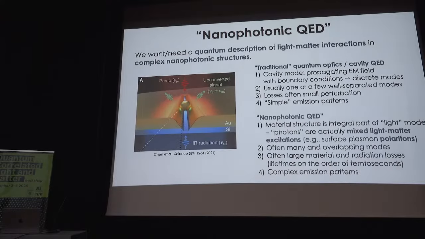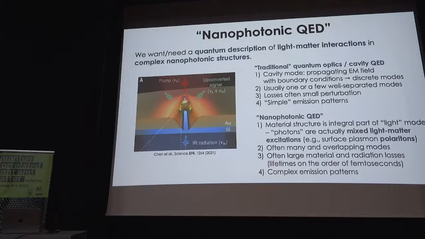But if I now go into a nanophotonic system where I have a metal nanoparticle, or metal around silicon, I send in light from one side, and there is metal on the other side, I really have broken all of these approximations.